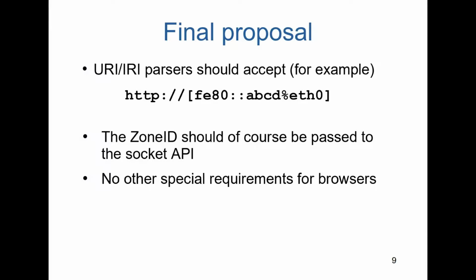So we end up with a final proposal, which is that parsers, whether they're parsing URIs or IRIs, should accept a literal address as shown there, which simply has % and the interface name. The zone ID should, of course, be passed on to the socket API without any need to validate it. And there are no other special requirements for browsers. All the other special stuff we discussed in RFC 6874 is dropped.